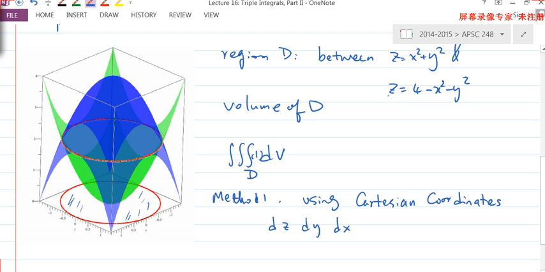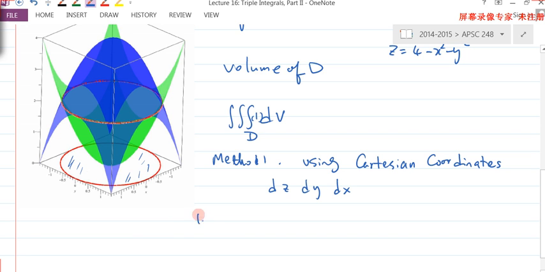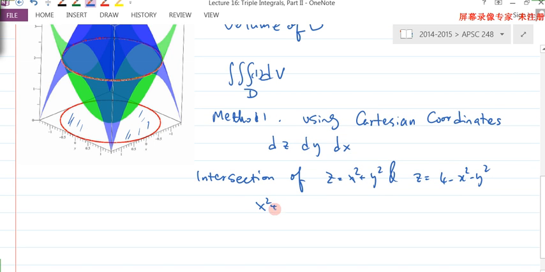The z is all the same, right? At the intersection, the z is the same for the two surfaces. So you let this one equal this one. Let me write it down here: the intersection of this and this. That means x squared plus y squared equals 4 minus x squared minus y squared.